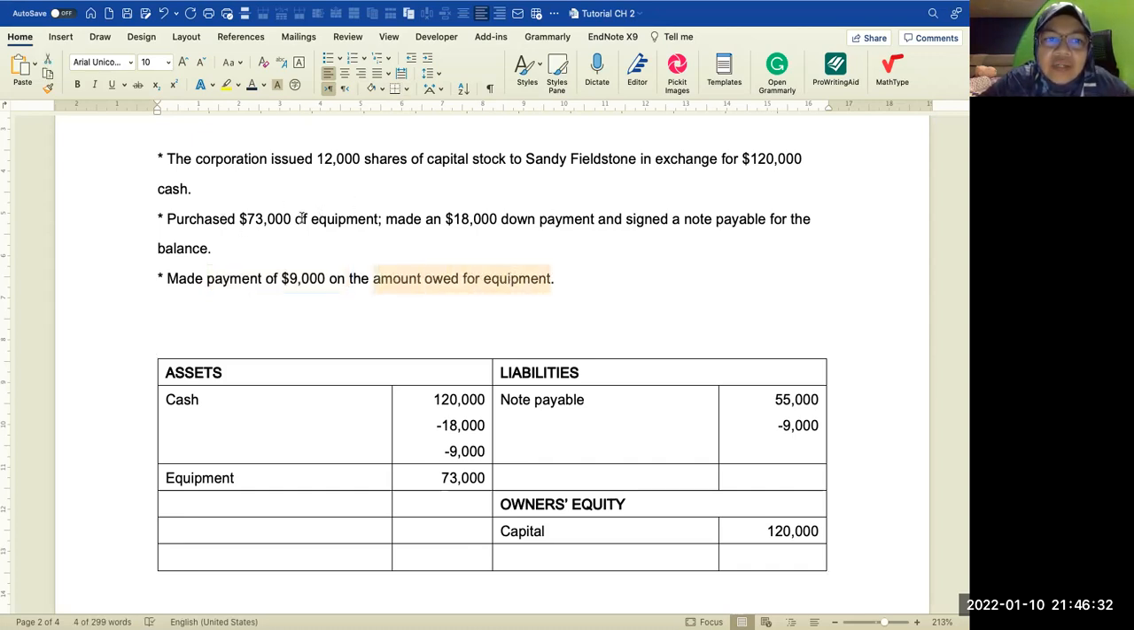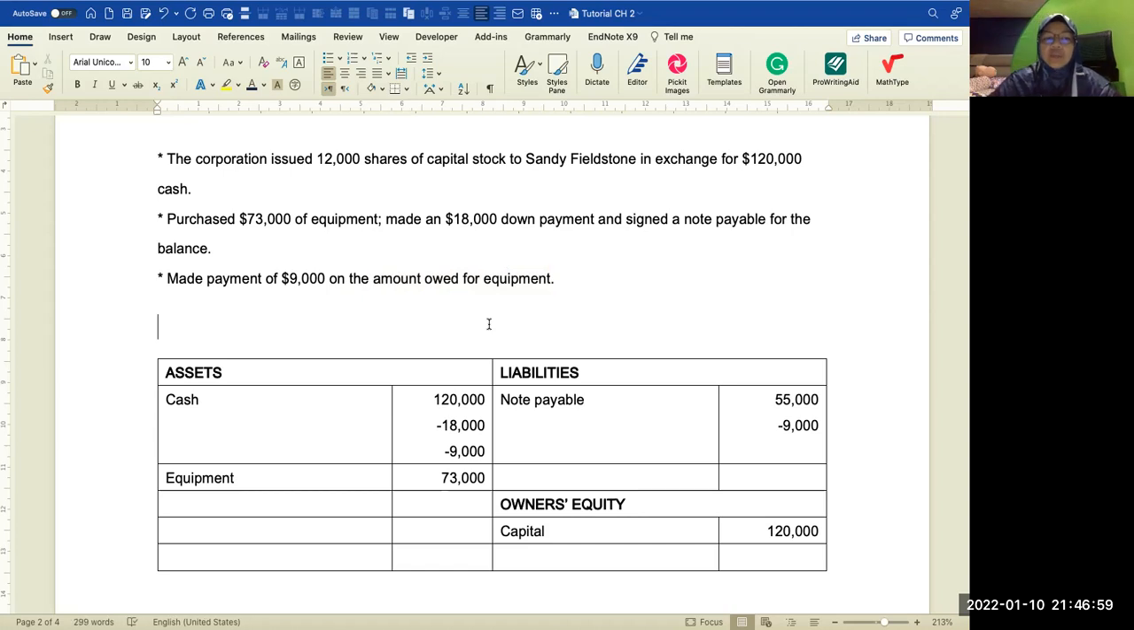Remember, above you bought equipment for 73,000 and you created a note payable of 55,000. The next one says that you made payment for the amount owed. But if they said they made payment of 9,000 for a new equipment, then you would have a new equipment. You add on equipment. Is that clear? Okay, all right, very good.